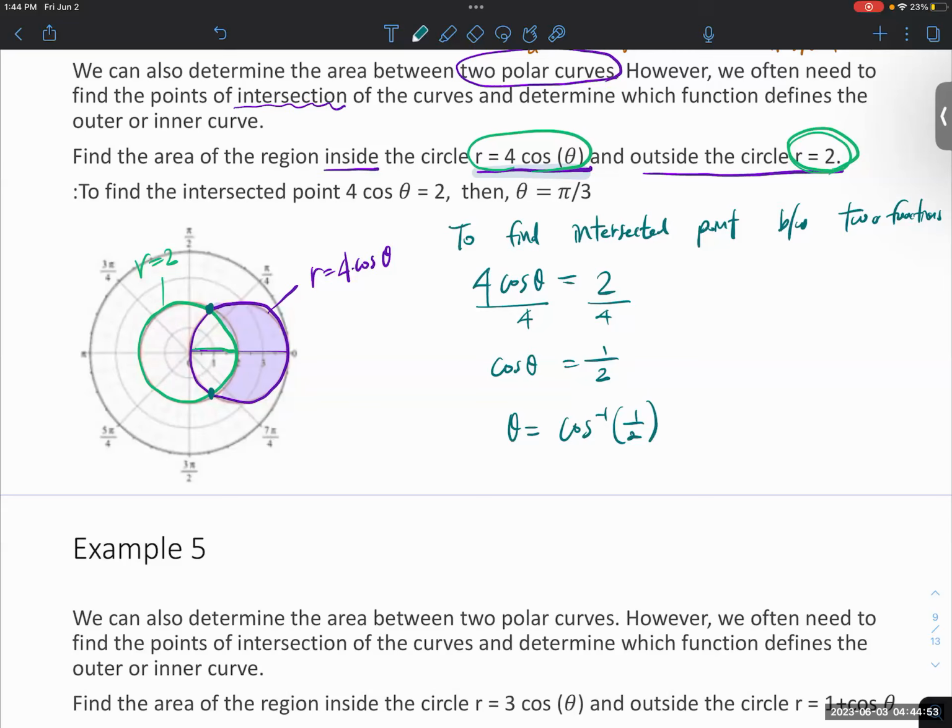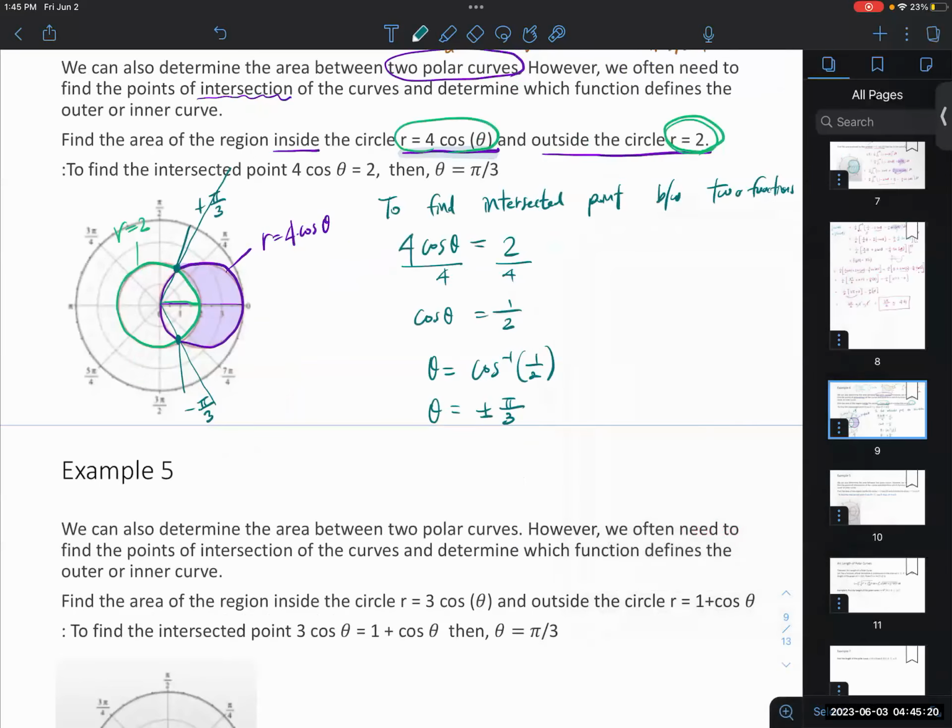You can simply use a calculator or go to the trigonometry table that I showed you last time. Theta is going to be plus or minus pi over 3. So one angle is minus pi over 3, and this is a positive pi over 3. One is positive 60 degrees, another one is negative 60 degrees. That's what you're looking for, that's your angle. So we have all the information, isn't it?